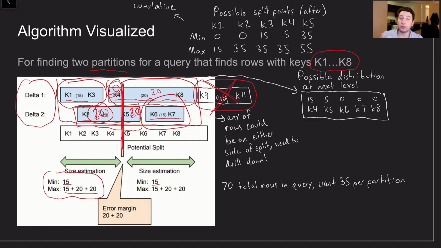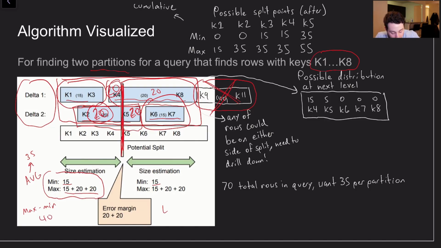We can calculate, number one, a size estimation for each partition, where the size estimation is just the average of the min and the max. And we can also calculate a margin, where the margin is the max minus the min. So in this case, the average is going to be 35, and this is the case for both partitions, and the max minus the min is going to be, let's see, 40.